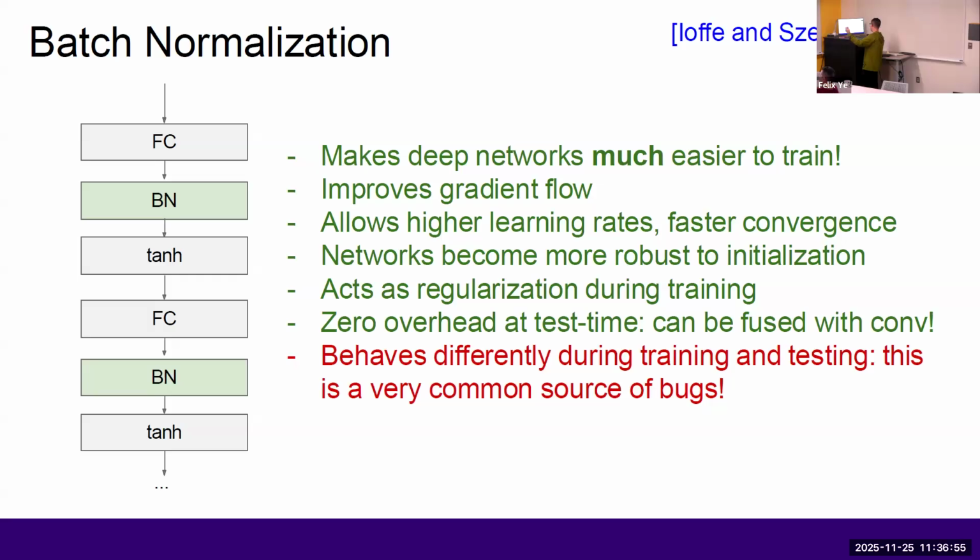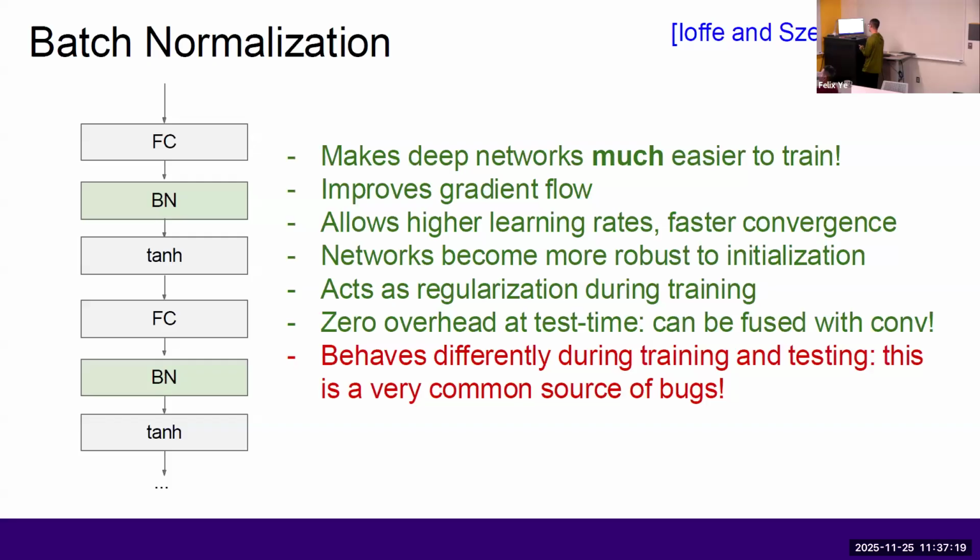The network will be more robust to the initialization. It can be thought of as a regularization during the training. And also at testing time, there's no overhead at all. In this case, I don't want to talk about the convolution layer. This will be taught in 593.